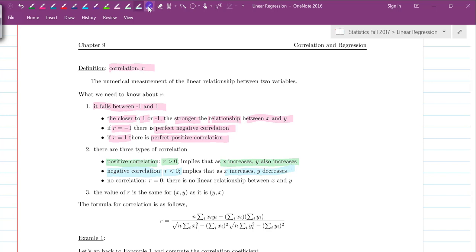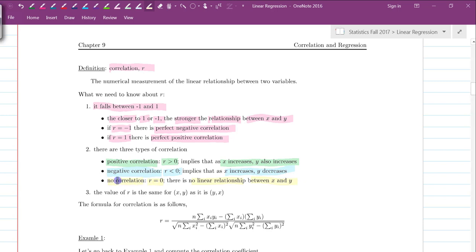Then we have no correlation. R is equal to 0. There is no linear relationship between X and Y. That's like saying I have tinted windows and my car costs $50,000. Who cares? It doesn't have any correlation. If you find out that you have a brand new Corvette and it's $50,000, that would be more in line. But tinted windows has no bearing. So that would be no correlation.